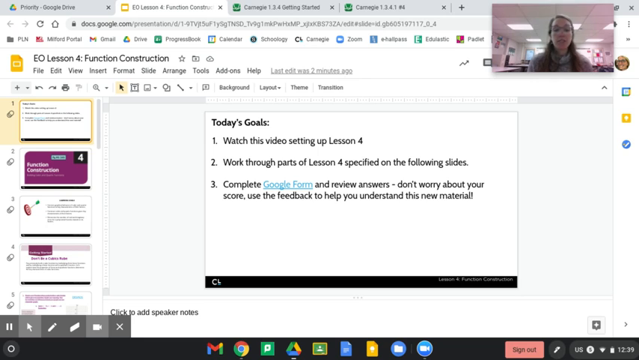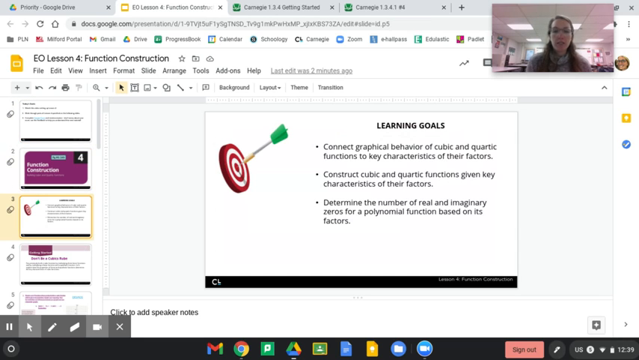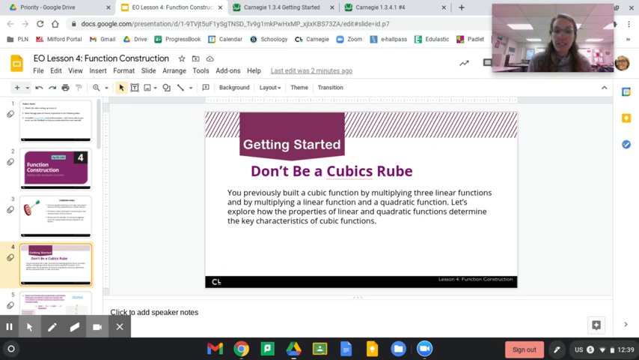But today our goal is lesson 4, which is looking at the factors that can build cubics, quartics, and a little bit of quintics. So you'll see we're trying to connect our graph behavior to the factors. We're constructing cubics and quartics using these factors and seeing how many real and imaginary zeros they can have. If you remember from the end of lesson 3, we talked about all the possibilities of zeros for these functions. So we're going to look a little bit closer at it today.